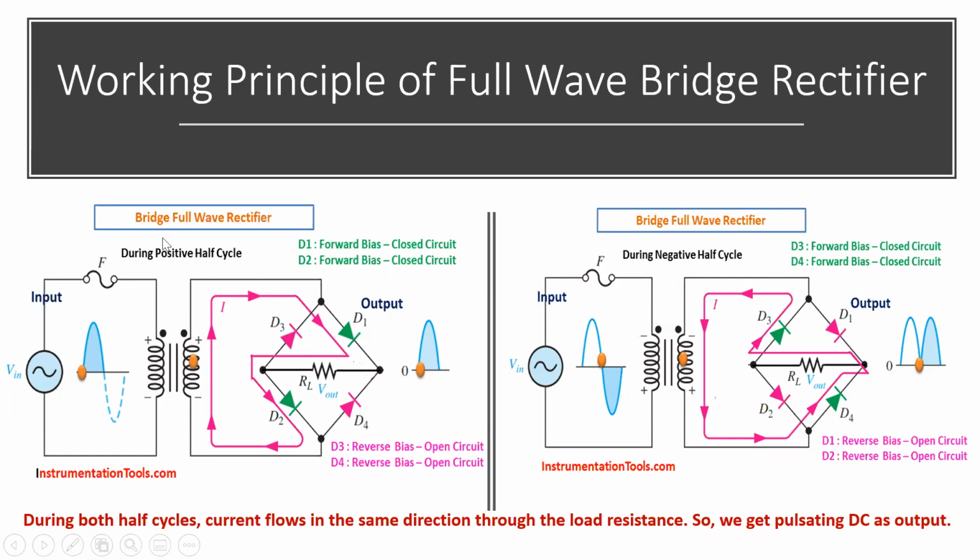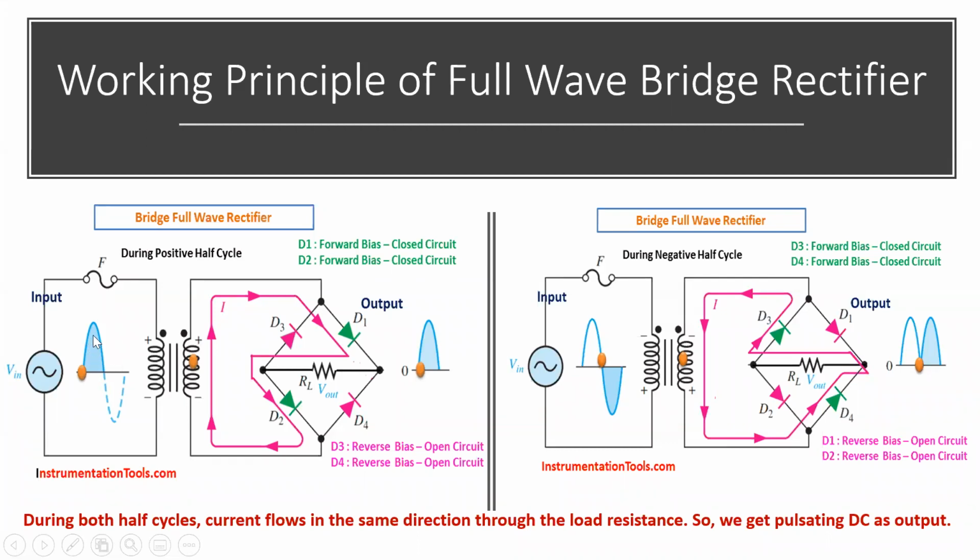So you have a bridge full wave rectifier here. We are going to see what happens when current flows in the positive half cycle. This is the input voltage, here you have the transformer, and you have the four diodes here. So how do we get the output?